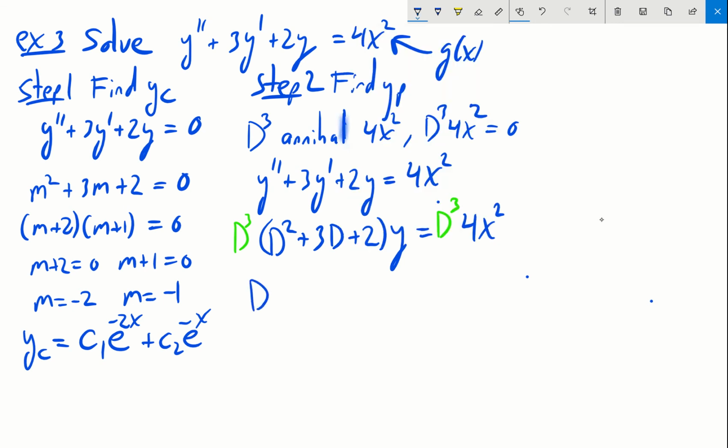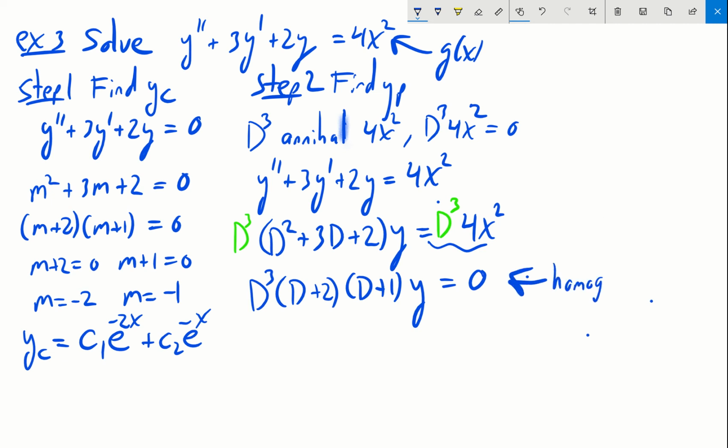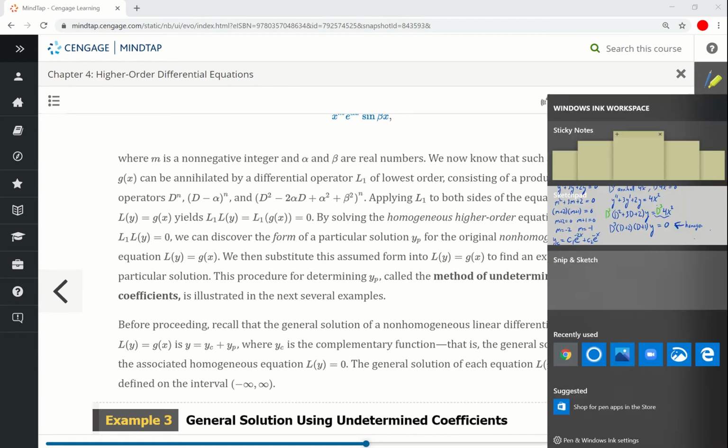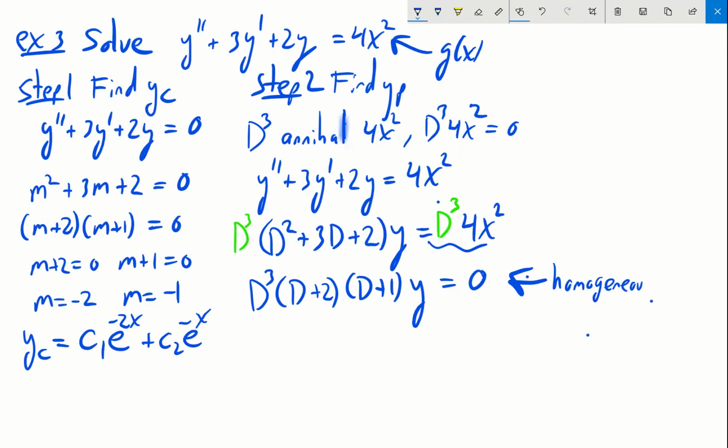To this, we're now going to apply D cubed. And here's what we get. This is going to be D cubed, and I'm going to put this in factored form. We already factored this as D plus 2 times D plus 1 times y equals, now because D cubed annihilates the right-hand side, this right-hand side is equal to 0, which means that this is now a homogeneous differential equation. So we can solve it much in the same way we solved the first step of this problem. We can form the associated auxiliary equation. It's m cubed times m plus 2 times m plus 1 equal to 0.